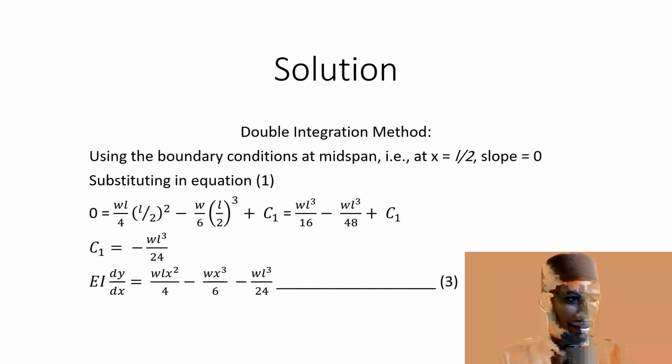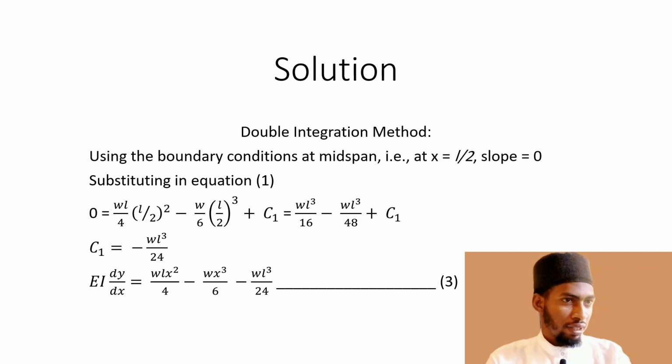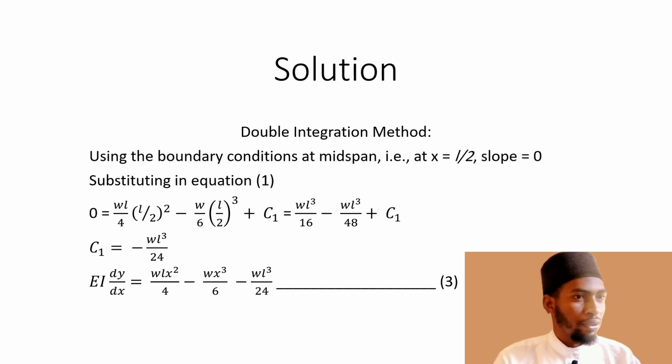So we know that we are going to use this condition because the first equation, that's the one with EI dy dx, is for slope. Okay, so since we are going to start with slope, we said that at midspan, that is at x equal to L over 2, half of the span, slope is 0. At the midspan for a simply supported beam, slope is 0. Okay, so if slope is 0, we are going to substitute L over 2 for x and 0 for dy dx in equation 1.